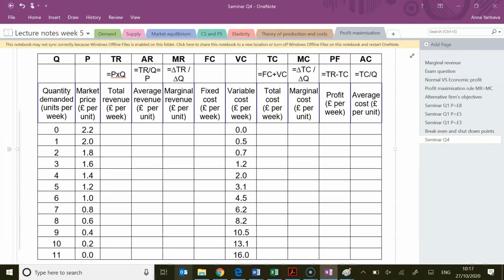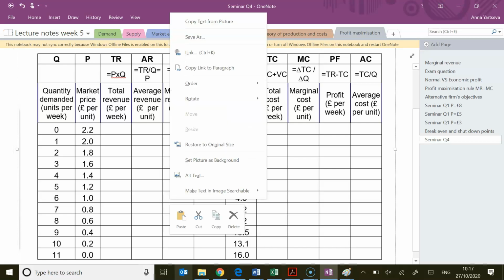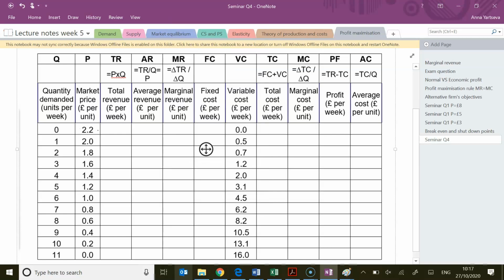Total revenue is simply price times quantity. So you have the formula. What we have to do is simply multiply the first two columns by each other. When quantity is 0, regardless of the price, total revenue will be 0. It's 0 times 2.2. When we sell one item, price is £2. It's 1 times 2, so it's £2. This is our total revenue.